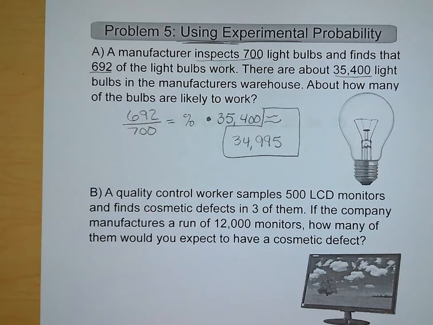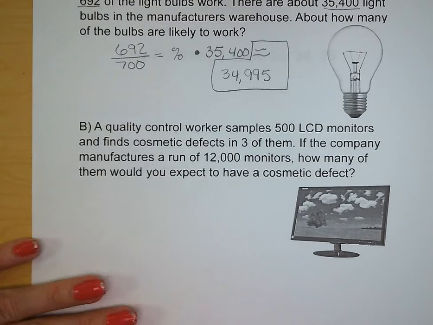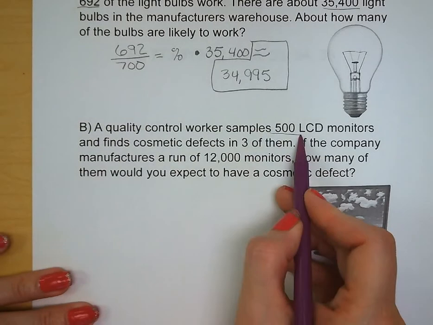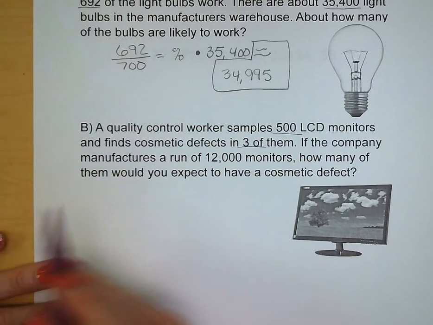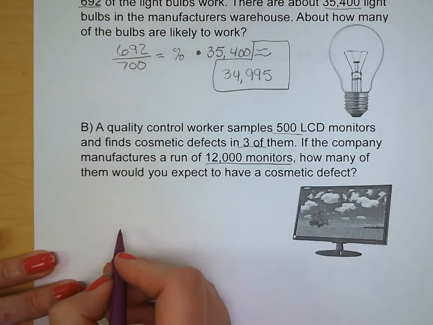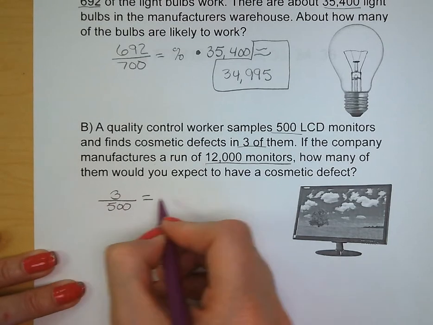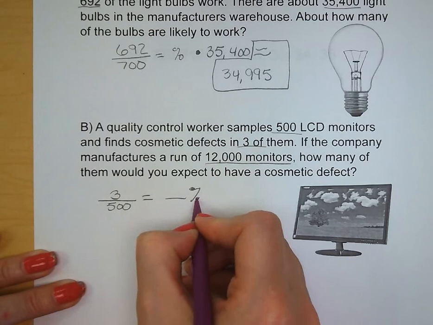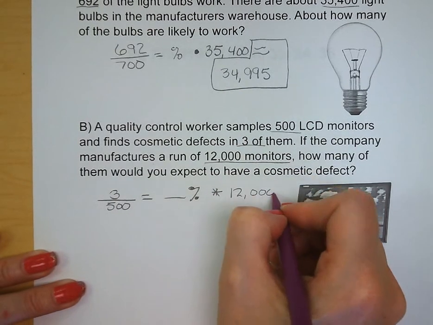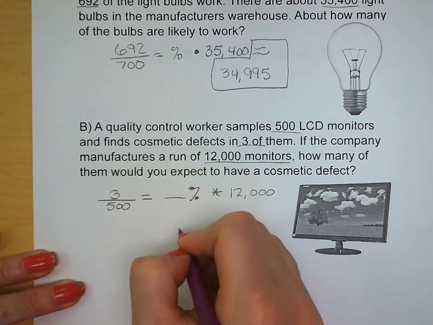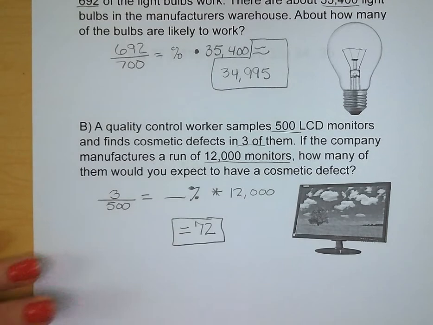All right. Letter B, a quality control worker samples 500 LCD monitors and finds a cosmetic defect in 3 of them. If the company manufactures a run of 12,000 monitors, how many of them would you expect to have a cosmetic defect? So you find out what percentage of them were defective. 3 divided by 500, that'll give you the percentage. You multiply that by the 12,000 in the production run, and you're going to get approximately 72 of the monitors are going to be defective.